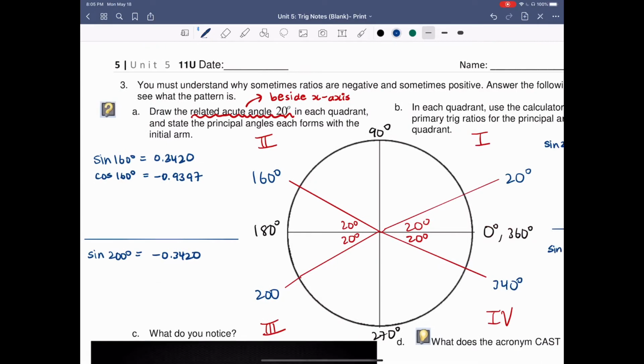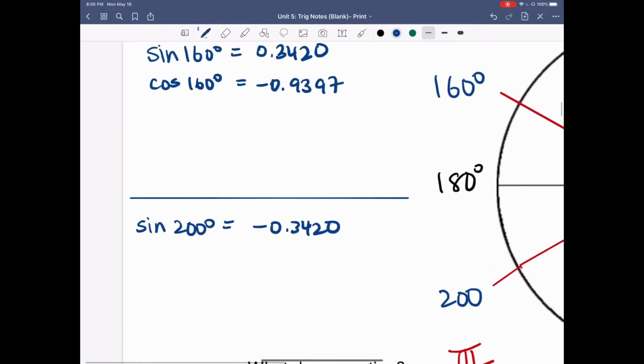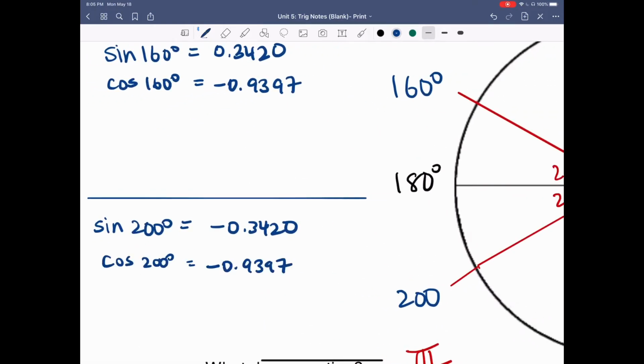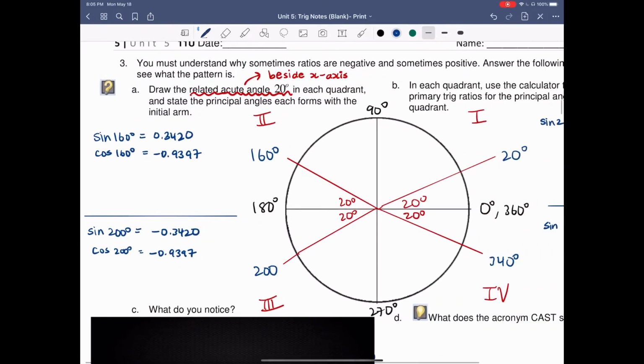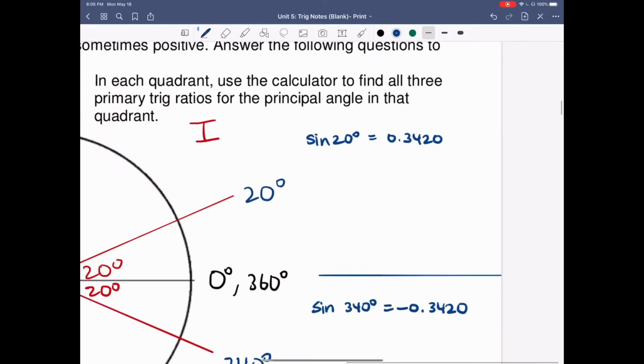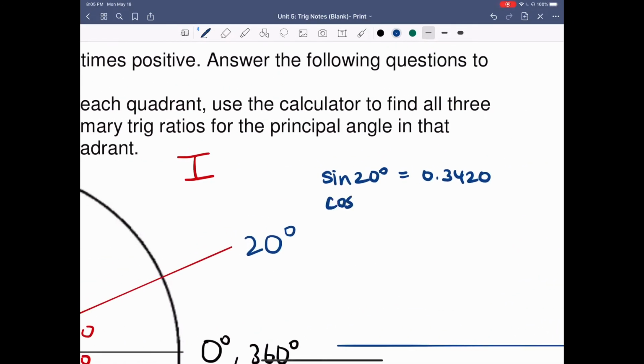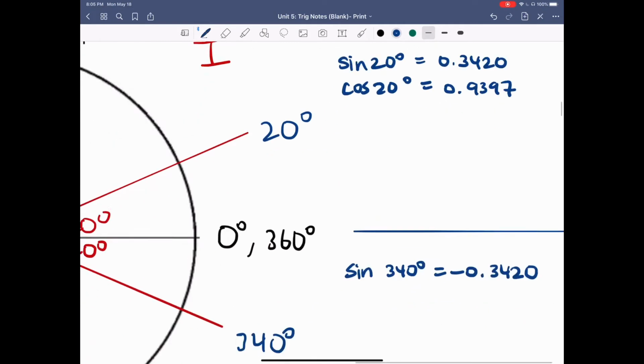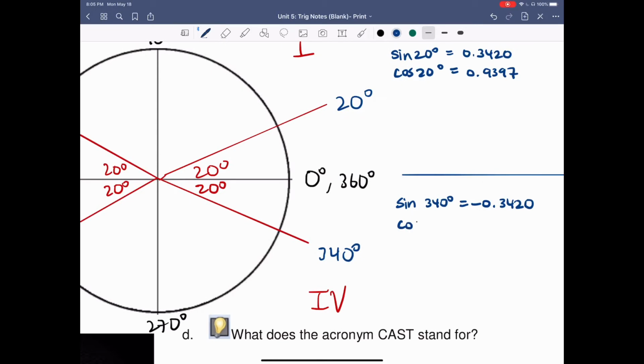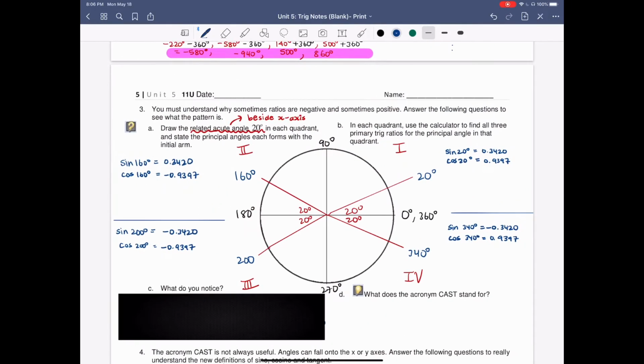So cosine 160 is negative 0.9397. Cos of 200 degrees is negative 0.9397. Cos 20 is equal to 0.9397. Cos 340 is equal to 0.9397. So notice that the values are the same again. Some are positive, some are negative, and we're trying to figure out a pattern.